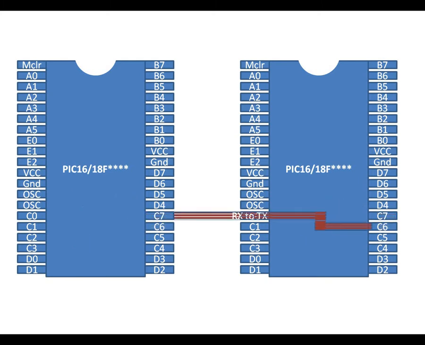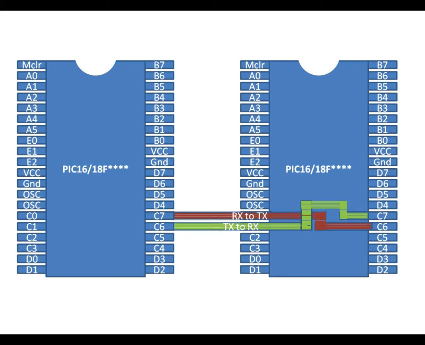Now how to connect them with each other? TX of the first PIC will go to the RX of the second PIC, and RX of the first PIC will go to the TX of the second PIC. RX goes to TX and TX goes to RX. PIC 1 sends, PIC 2 receives, PIC 2 sends, PIC 1 receives.